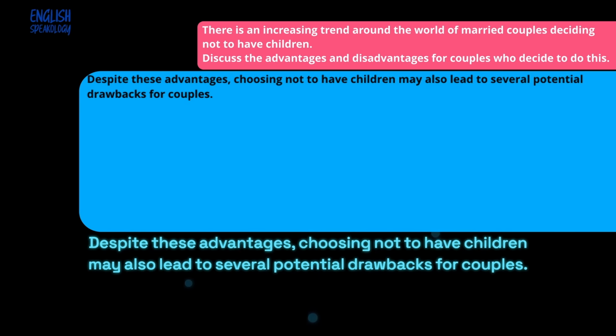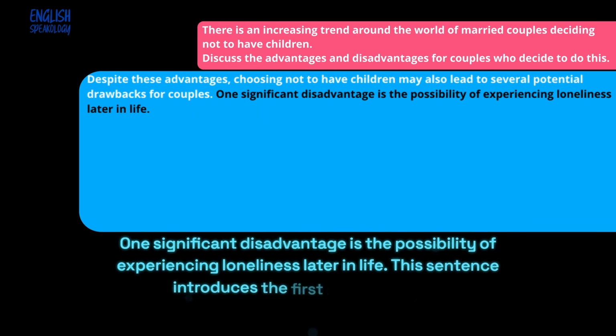Then we introduce the idea that there are potential drawbacks. Notice we use the word potential. This is useful academic vocabulary because it suggests that disadvantages may occur in certain situations. The sentence is clear and balanced. Now we expand the idea. One significant disadvantage is the possibility of experiencing loneliness later in life.